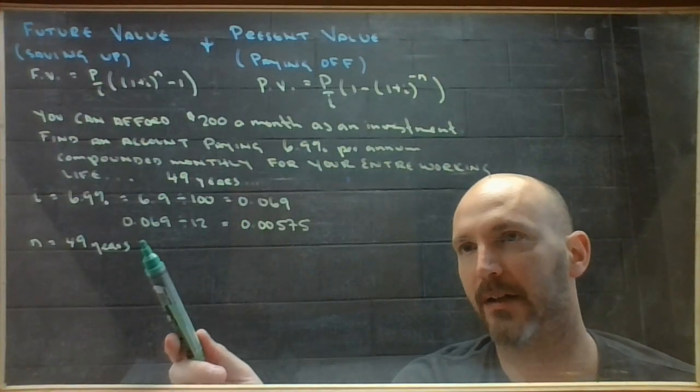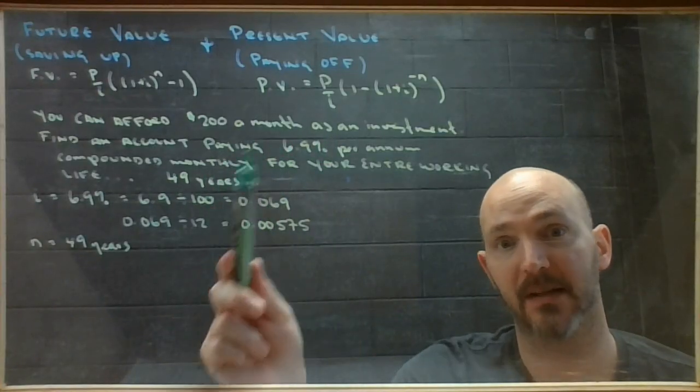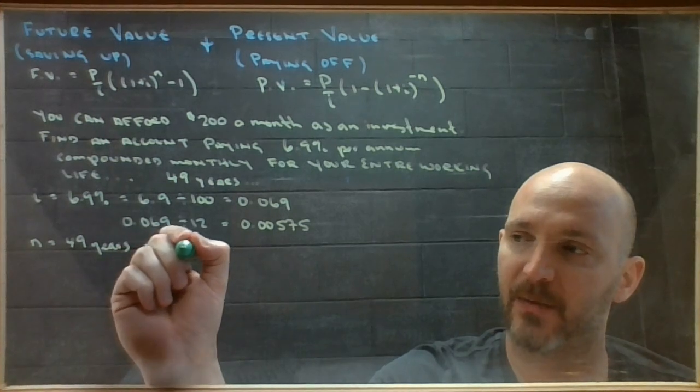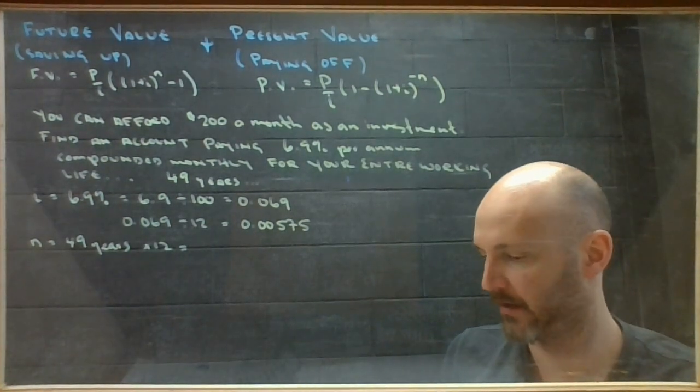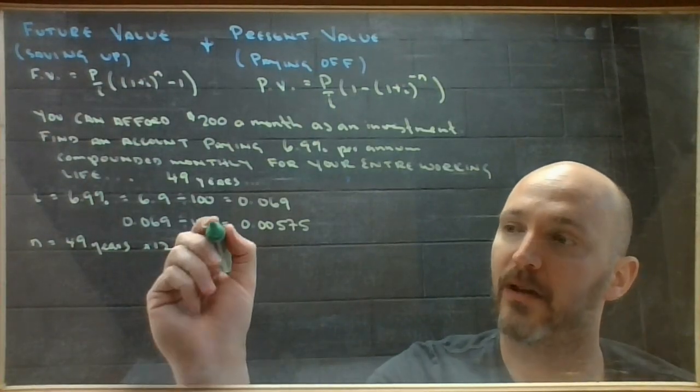But 49 years, compounded monthly with monthly payments, so I have a nice match here. I'd have to take my 49 and multiply it by 12 months per year, and I end up with 588 compounding periods.